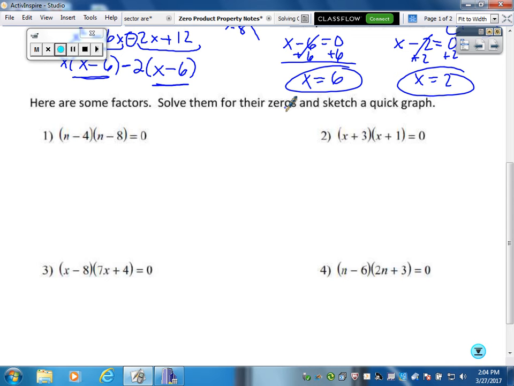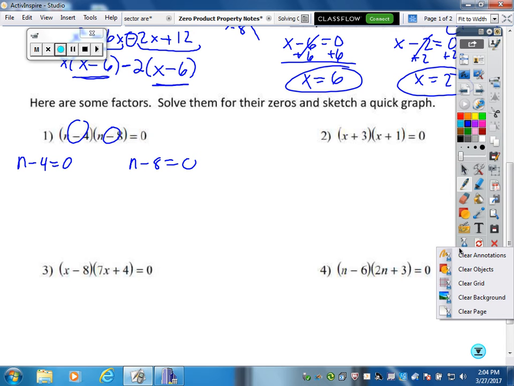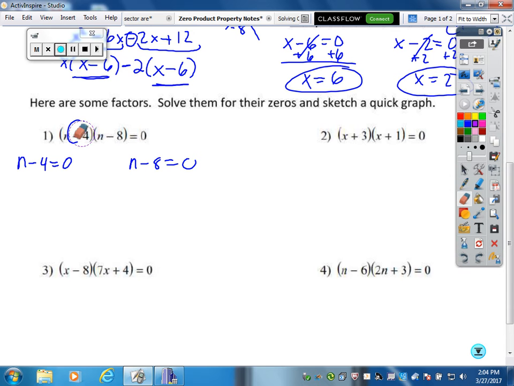So when you're solving it, remember you have 2 equations. You've got n minus 4 equals 0, and you've got n minus 8 equals 0, because one of these must be 0 in order for that to be 0. Maybe it's this one, or maybe it's this one. We'll see which one it is as we solve. We got to assume both of them are. So that means we need to add 4 here, so that's n equals positive 4. We've got to add 8 over here, so we've got n equals positive 8.